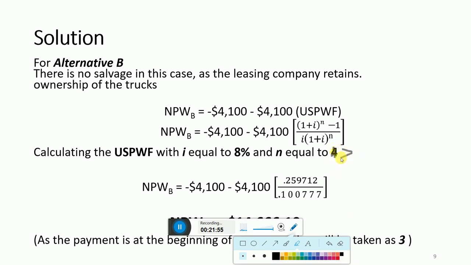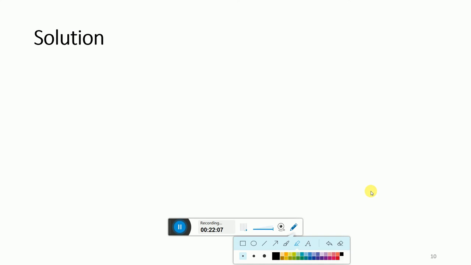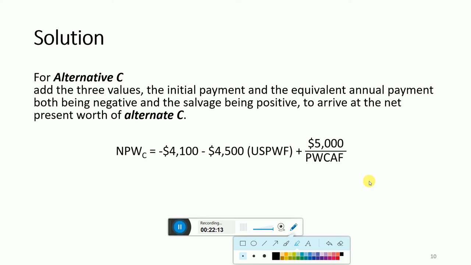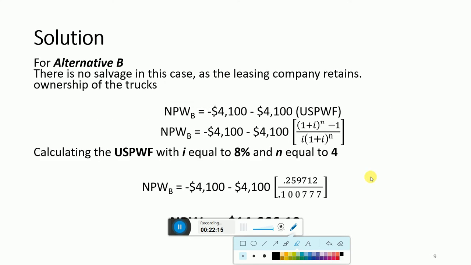So we will use it as 3. So N would be 3, not 4. So now coming towards, so we have calculated this. So this is the net present worth of the alternative B.